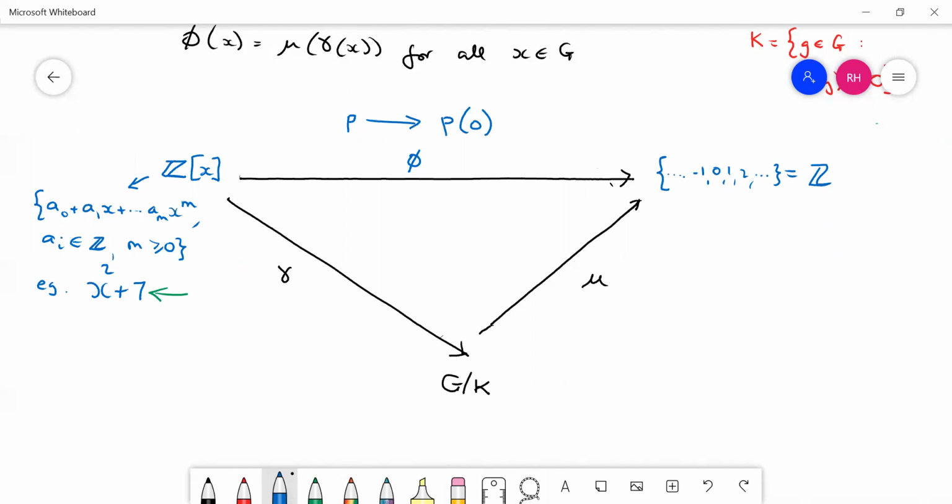Okay. Now, what's the kernel? Let's talk about the kernel here in, say, green. The kernel of phi. Well, remember, the kernel is all the things that get sent to 0 by phi. So it'll be the set of P such that P is an element of ZX. So it's one of these polynomials with integer coefficients, and P of 0 equals 0.